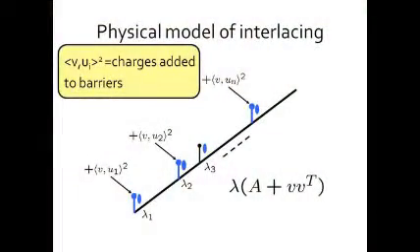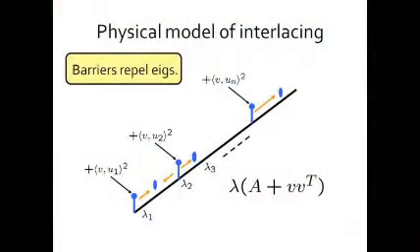Now here's what happens when I add a vector. If I add a vector v, then I add charges to the barriers. So why don't they go up the hill? I mean, this is a hackish physical model. The charges don't repel each other; they only repel the barriers. It's not like electrical charges. So the eigenvalues don't repel each other. However, when I add a vector, I put some charges on the barriers which will repel the eigenvalues. And that's how much they move.